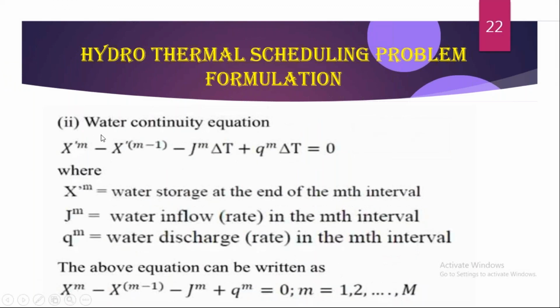Next, this is the second equation, and this equation completely depends on what the storage capacity of the hydro power plant is, what the inflow is, and what the outflow is. These 3 parameters are involved in the water continuity equation.